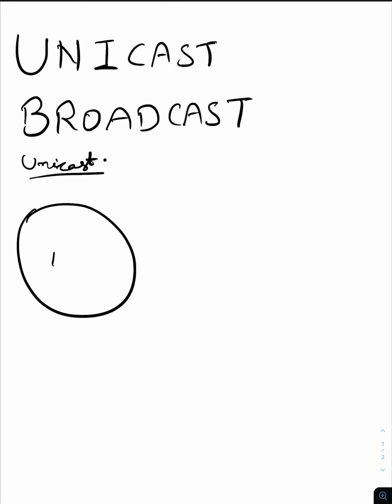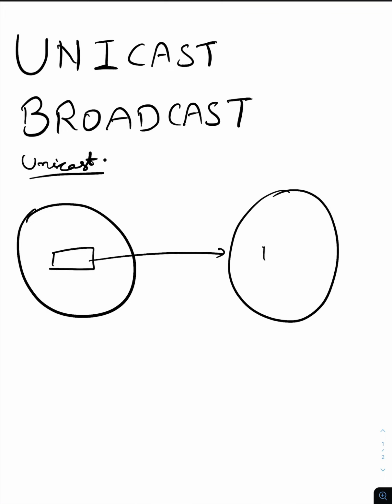So let's start with the unicast. Unicast is nothing but when you send a data packet from one host to a different host. It's one-to-one. You're sending a packet from one host to the other host. Then it's called a unicast. For example, you're sending a data packet from a host in one network to a different host in a different network. Unicast.